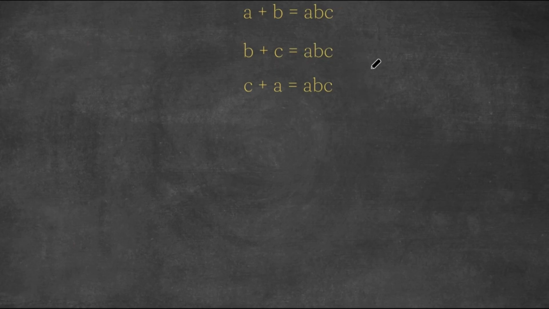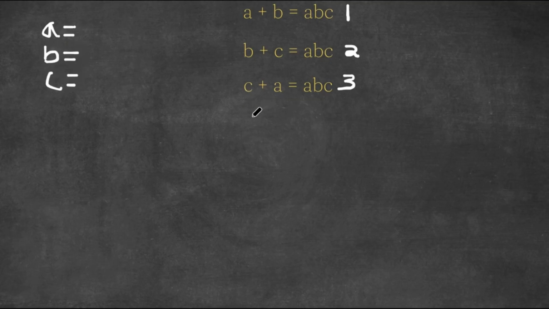In today's video, I'm going to be showing you guys how to solve this Olympiad problem. Right here, we have a system of equations with three equations. We have a plus b equals abc, b plus c equals abc, and c plus a equals abc. What I'm first going to do is number these 1, 2, and 3. And our goal is to solve for a, b, and c.